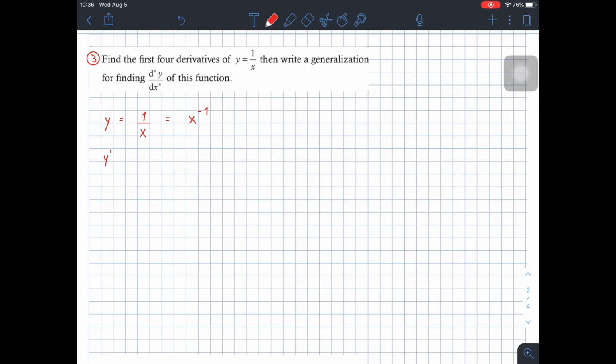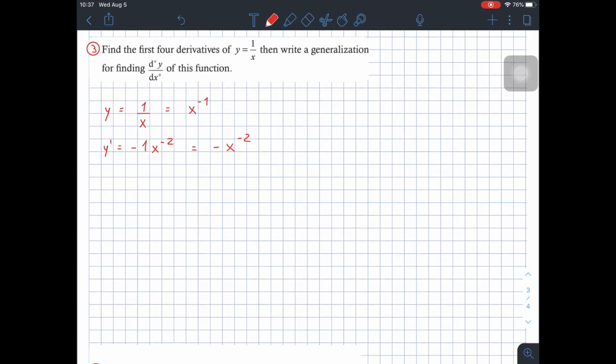So y prime would be -1 times x to the power of -2. And I'm going to just leave it like this because I will need to keep on finding derivatives. So I'm going to leave it as -x to the power of -2. And then, just for you to notice, this is the same as saying -1 over x squared. There you go.